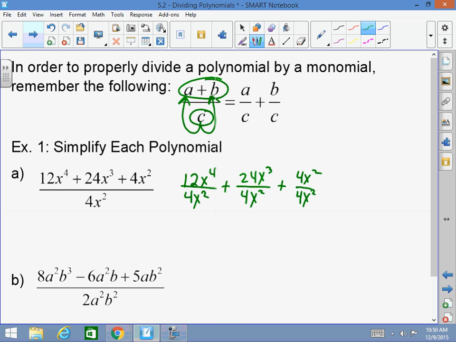And this is going to equal 12 divided by 4 is 3. I got 2 x's here, 4 here. I'm left with x squared. Plus 24 divided by 4 is 6. X cubed divided by x squared is x. Plus 4x squared divided by 4x squared is equal to 1. And it's that simple. Looks scary, but it's very simple.